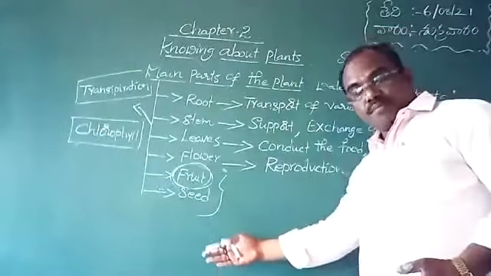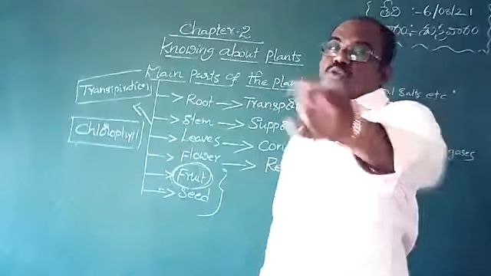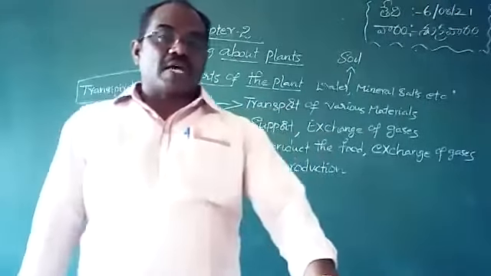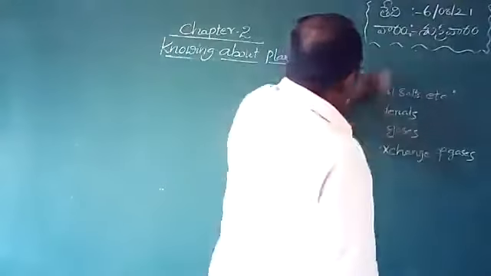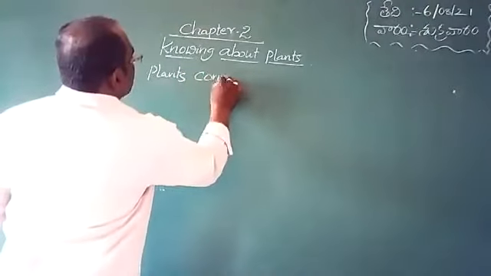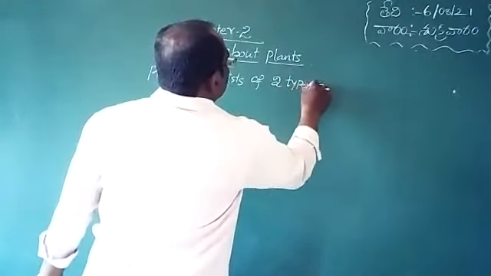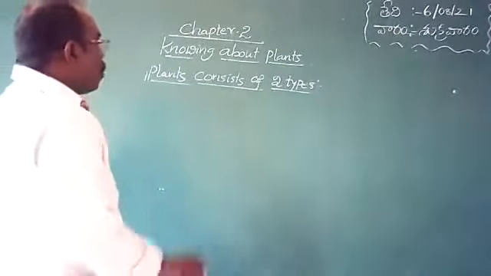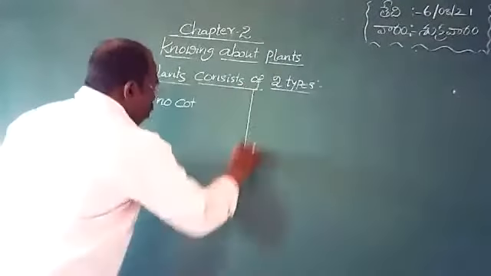Before discussing these one by one, plants are mainly consists of two types. Listen. Plants consist of two types. One is monocot plant. Other one is dipod plant.